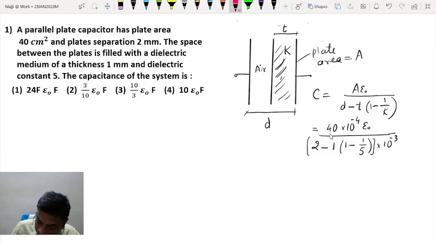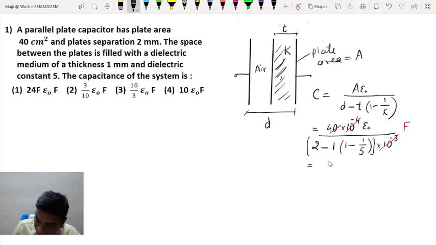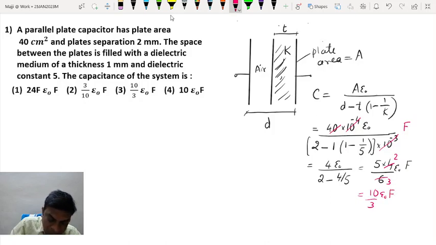Now this 10 power minus 3 gets cancelled. Straight away we will get the answer in farad. So we have 4 epsilon 0 upon 2 minus 4 by 5. So after taking LCM, 10 minus 4, this is 6 epsilon 0, so cancelling it with 2, the final answer is 10 by 3 epsilon 0 F. So correct option is the third option.